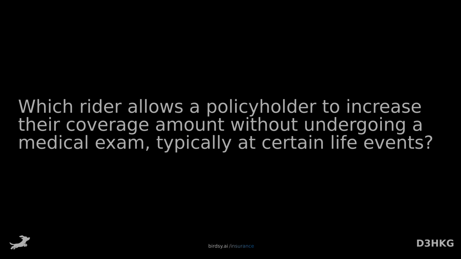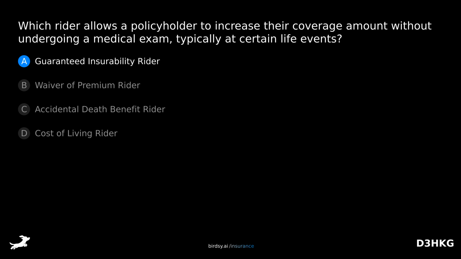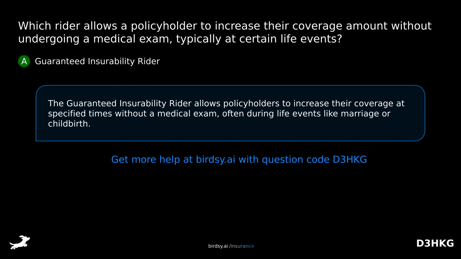Index. Which rider allows a policyholder to increase their coverage amount without undergoing a medical exam, typically at certain life events? Is it A, guaranteed insurability rider, B, waiver of premium rider, C, accidental death benefit rider, or D, cost of living rider? The answer is A, guaranteed insurability rider. The guaranteed insurability rider allows policyholders to increase their coverage at specified times without a medical exam, often during life events like marriage or childbirth.